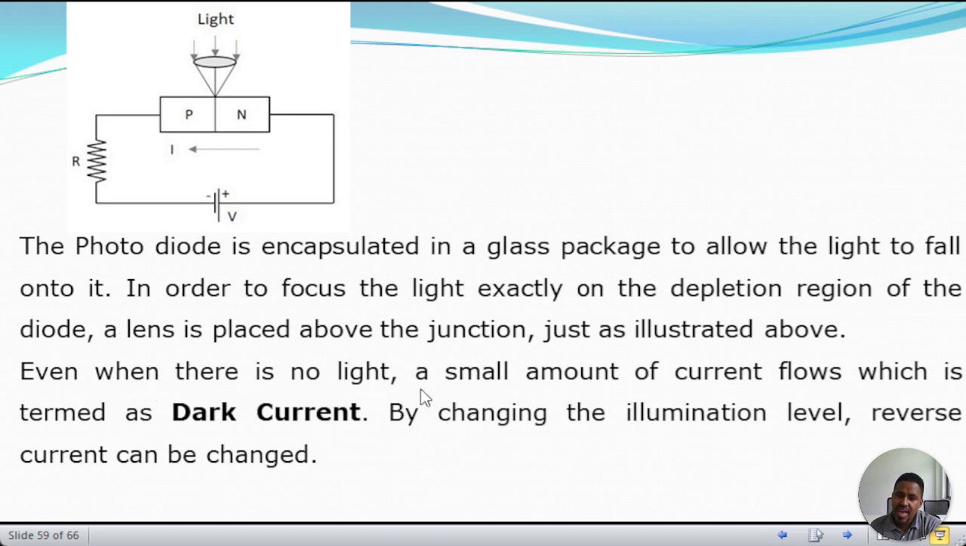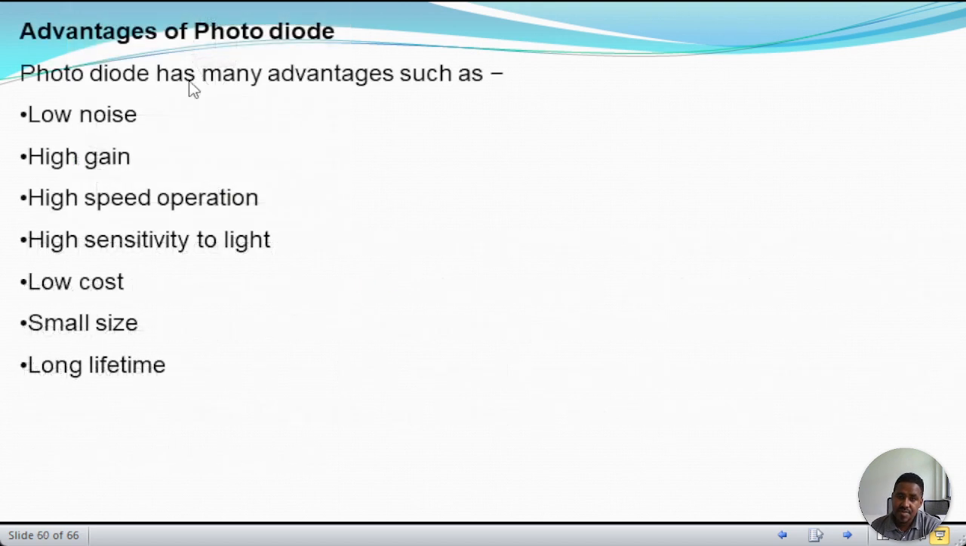Even when there is no light, a small amount of current flows, which is termed dark current. By changing the illumination level, the reverse current can be changed. The main advantages of the photodiode are low noise, high gain, high speed operation, high sensitivity to light, low cost, small size, and long lifetime.